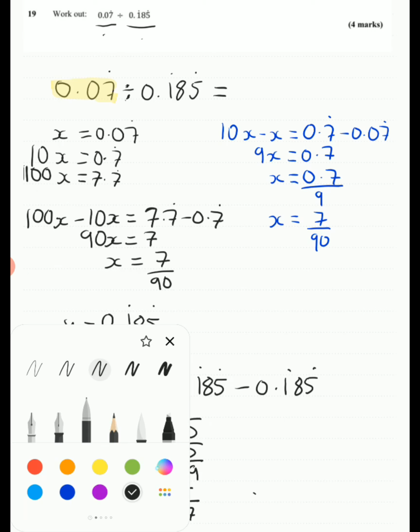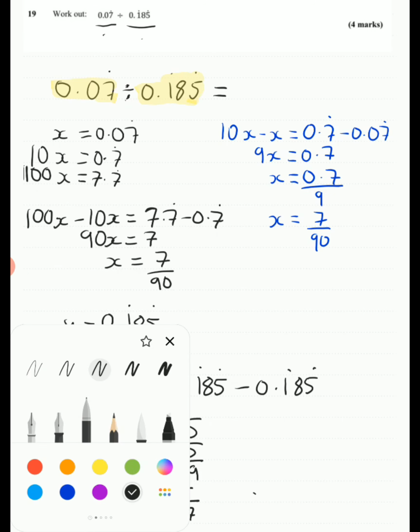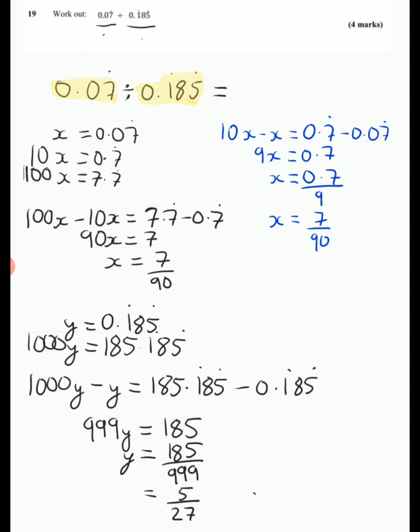Actually, we haven't. So a lot of people might think that because they have formed the fractions, they might have finished the question. But what this question is actually asking us is to find out the answer to 0.07 recurring divided by 0.185 recurring. We haven't written an answer here, which means we haven't finished the question. Okay, so even though we have done quite a lot, we haven't actually finished the question.